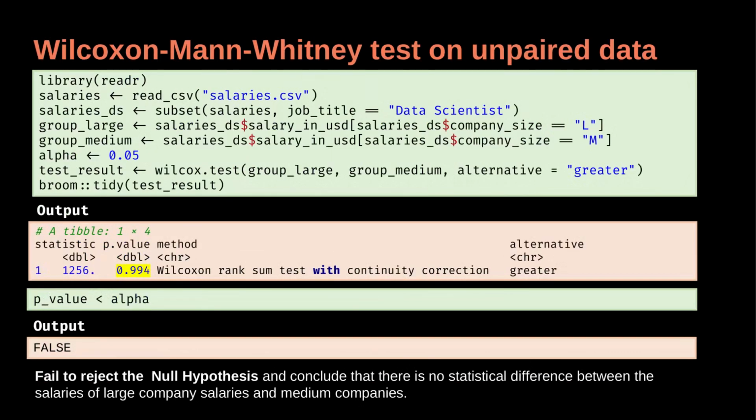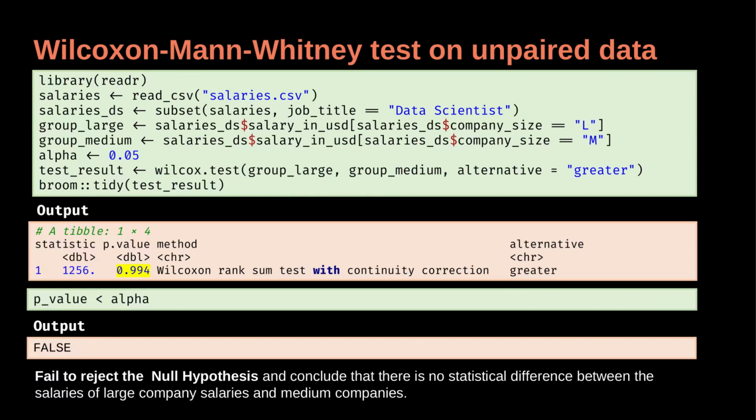Let's walk through a non-parametric test called the Wilcoxon-Mann-Whitney test, which is used when we want to compare between two independent groups. This test is equivalent to the unpaired t-test, except the Wilcoxon-Mann-Whitney test is run on non-parametric datasets. We are using the salaries of data scientists working at large companies versus those working at medium companies. We start by loading our dataset and filtering it to include only data scientists. Then we split their salaries into two groups based on the company size, large and medium.